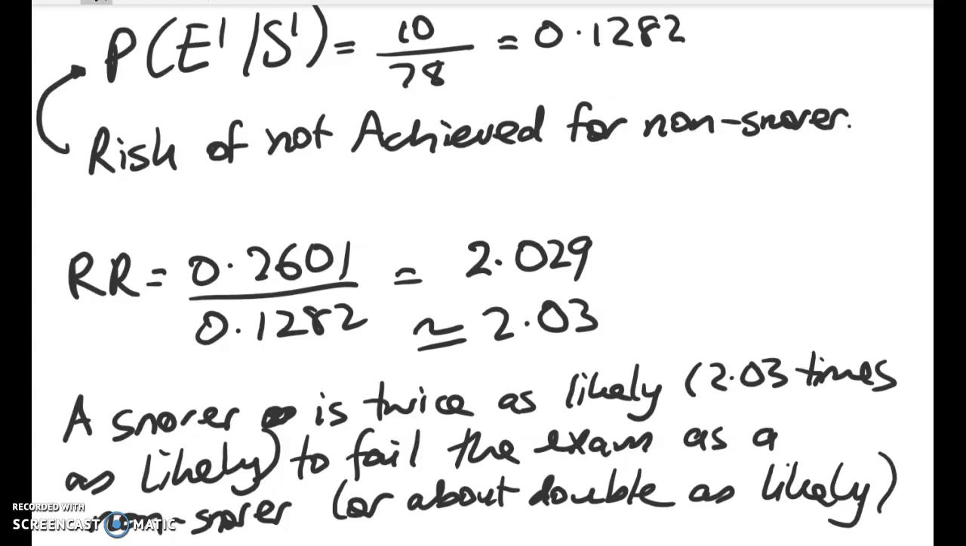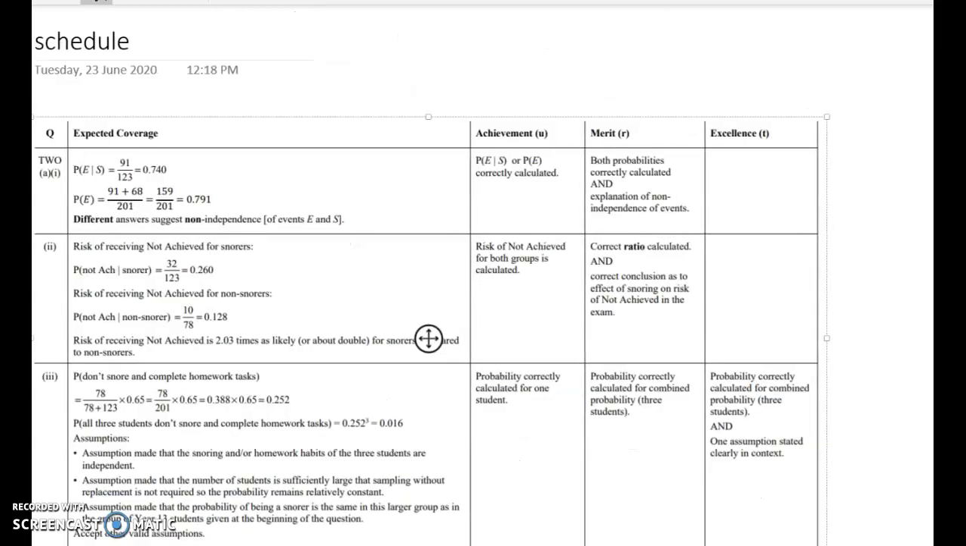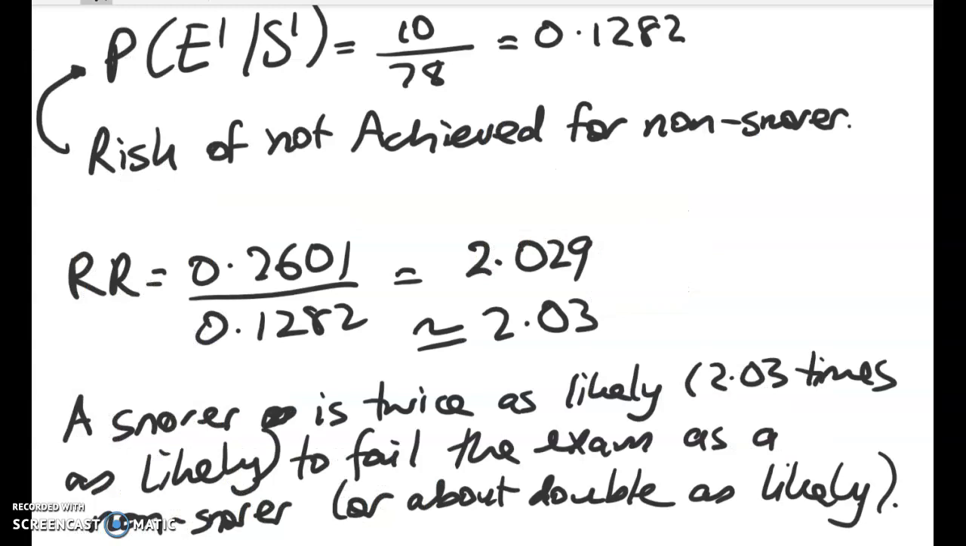Right, sorry for the very bad handwriting. There you go. So that's the first two parts done. Now I think they were both merit parts. Let's have a look at the schedule quickly. Yep, they were.